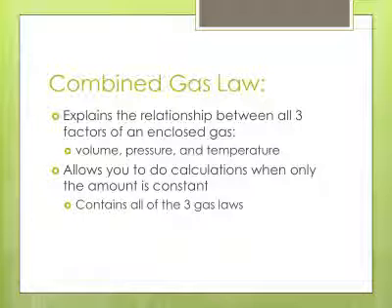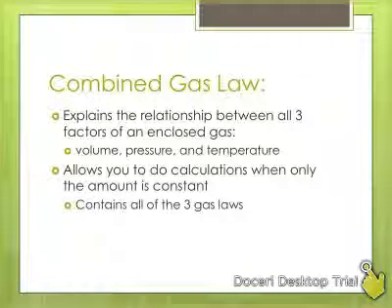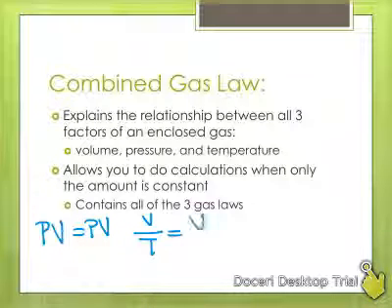So sometimes all three of them change, and that leads us to the combined gas law, which is exactly what it says. They take the three gas laws and they combine them all together. So if we look at our three gas laws, we had PV equals PV. We had V over T equals V over T.